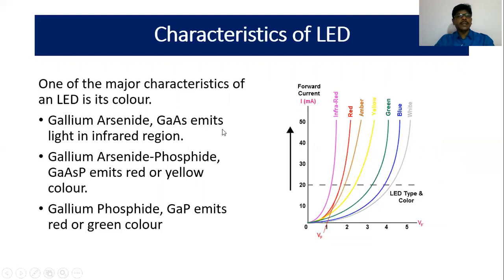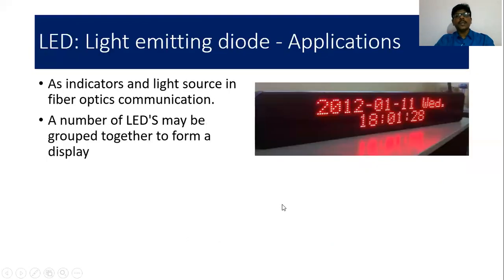Gallium arsenide emits light in the infrared region. Gallium arsenide phosphide emits red or yellow color. Gallium phosphide emits red or green color. Now this is an application of LEDs as indicators and light sources in fiber optics communication. A number of LEDs may be grouped together to form a display.